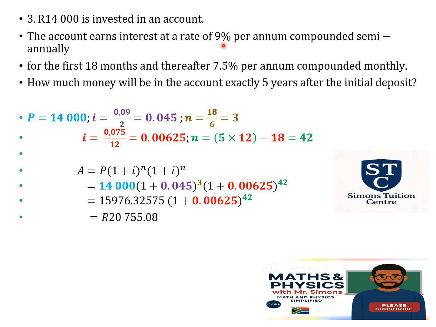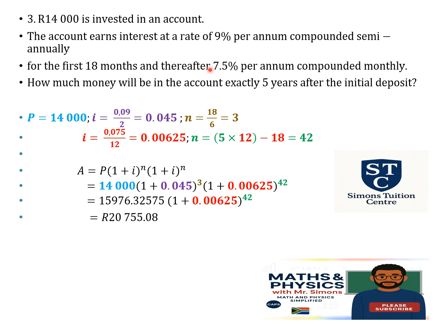So for my first 18 months, we had 9%. Right, so 9% is 9 over 100, which gives me 0.09. Compounded semi-annually, so divided by 2, which then gives me 0.045. For n, 18 months, half yearly, I assume you know is every 6 months. So 18 divided by 6 gives me 3 periods that we paid interest. So n equals 3 for 18 months.